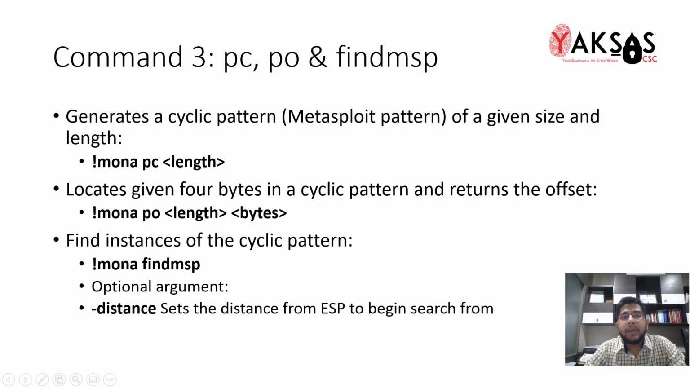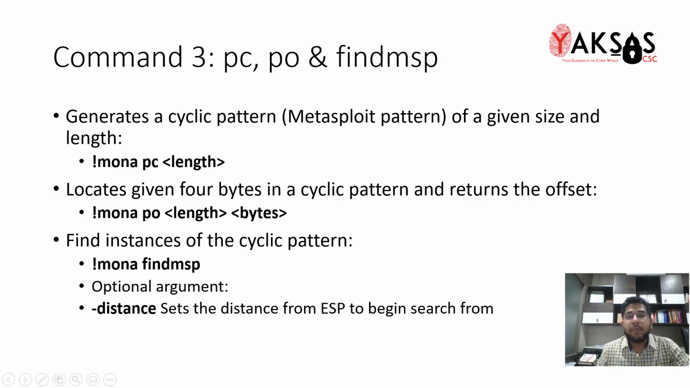The next commands are pc, po and findmsp. Now, another common thing that we as exploit developers need to do is find the offset where our buffer overwrites EIP. And for that we often use a cyclic pattern. The Mona library implements that feature and provides commands to not only create that pattern but to find the offset, or to find the entire pattern in the memory itself using the findmsp command. So in order to create a pattern, you can use the mona.py command, and it takes an argument which is the length of the pattern that you want to create.